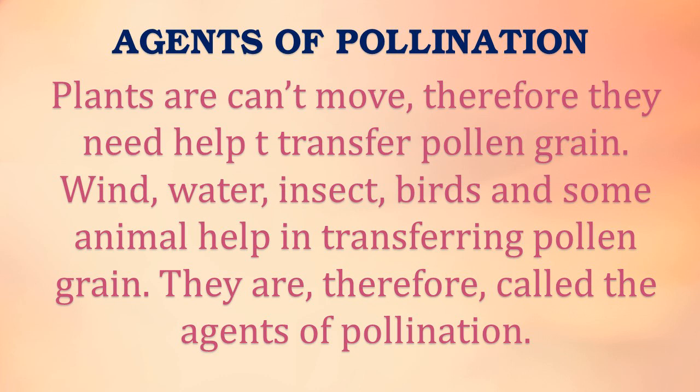Let's take an example. When a honeybee or butterfly collects nectar from plant to plant, at that time pollen grain comes with them. When this honeybee or butterfly goes to another female flower or male flower, what happens? The pollen grain is transferred from the anther to the stigma of the other flower. Here, by the help of the honeybee and butterfly, pollination occurs. So we can say that the honeybee and the butterfly are the agents of pollination.